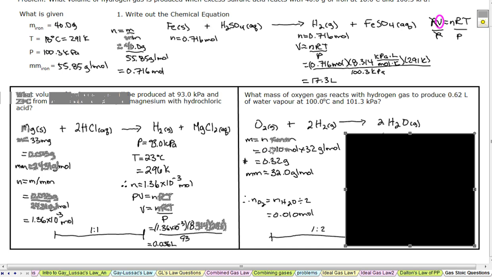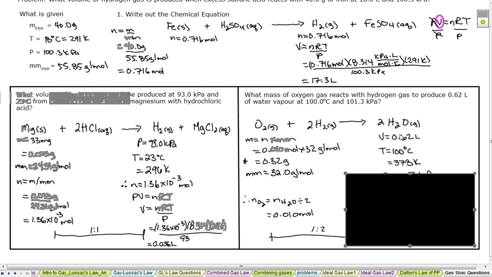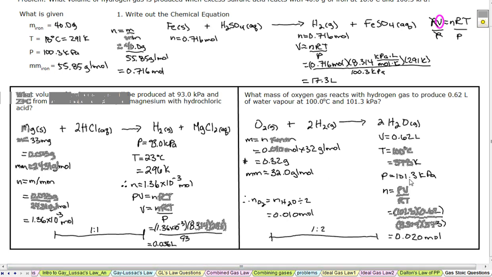We know that in terms of our water vapor, our volume of water is 0.62 liters. We know the temperature is 100 degrees Celsius, and we know that our pressure is 101.3 kPa. So we're trying to find number of moles here. That's the missing variable. We solve for number of moles, we get 0.020 moles of water produced.